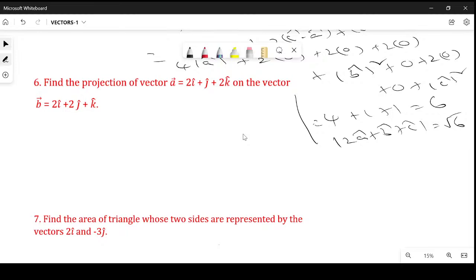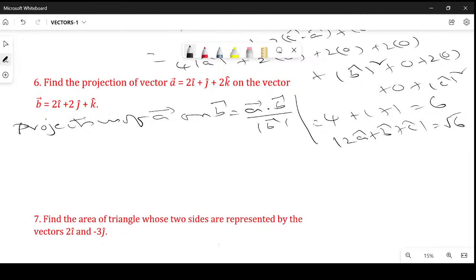Remember, projection of vector a bar on b bar equals the given a bar, b bar. Always remember, when they are talking about projection of a bar on b bar, this will always be a bar dot b bar by mod b bar. So I can write, use the dot product.